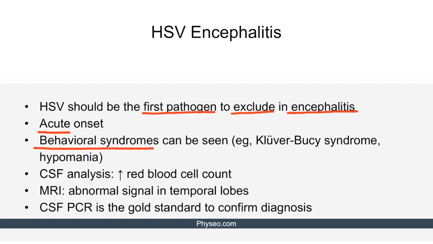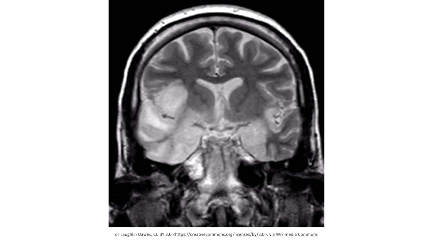And on CSF analysis, you'll see an elevated red blood cell count. And on MRI, as we mentioned before, there will be abnormal signaling in the temporal lobes, and that's very characteristic of HSV. However, the gold standard is a CSF PCR. So here's an MRI of a patient diagnosed with HSV encephalitis. Note the temporal lobe involvement.